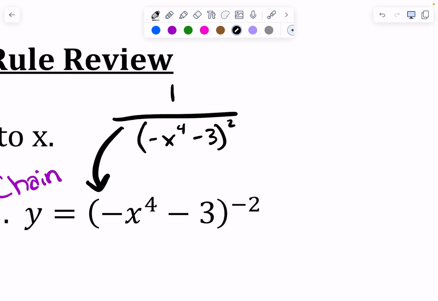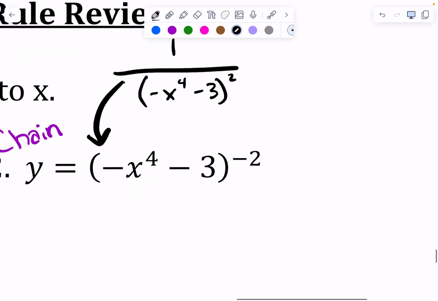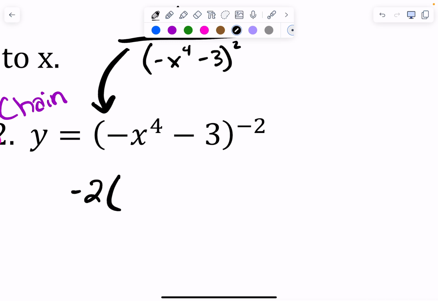And now we're just going to do the chain rule. So there he is. The chain rule is like the power rule. Negative 2 comes down in front. Leave the inside. And then we subtract 1 from the exponent, which is negative 3.